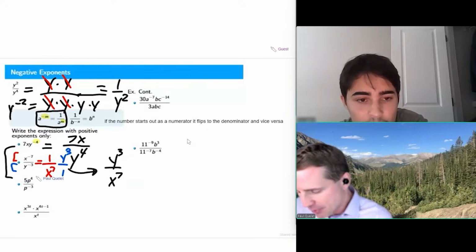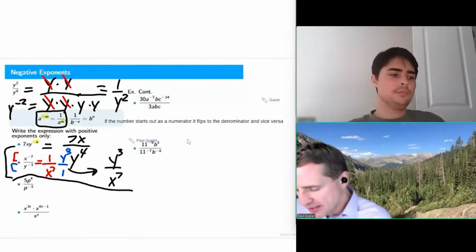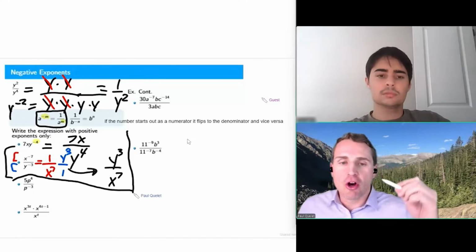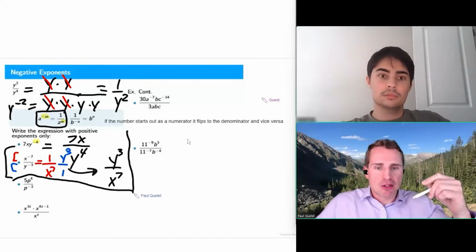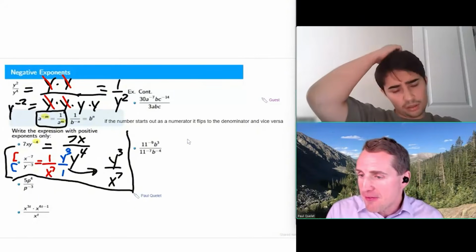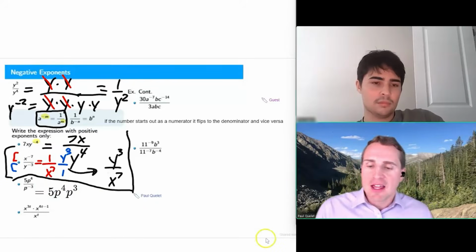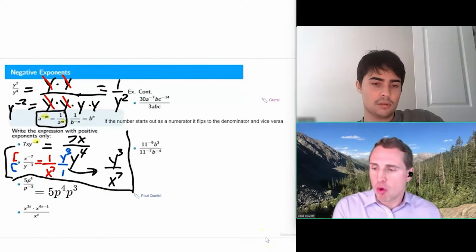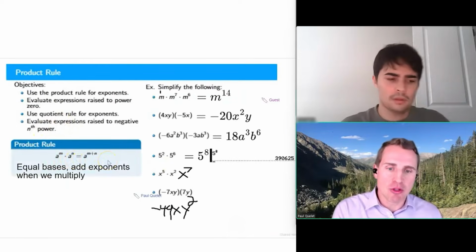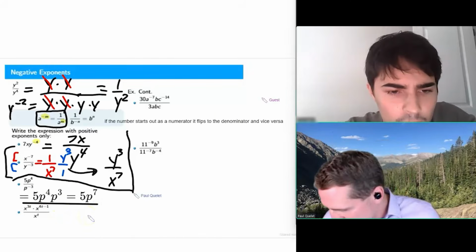Now for the next problem, one of the things we note is that, of course, these exponent rules can be combined. So p to the minus 3 can get flipped up to the top. You have 5p to the 4th power times p to the 3rd power. Can we now use the exponent rule back here where you have equal bases, add exponents when you multiply them? And then you just get 5p to the 7th.